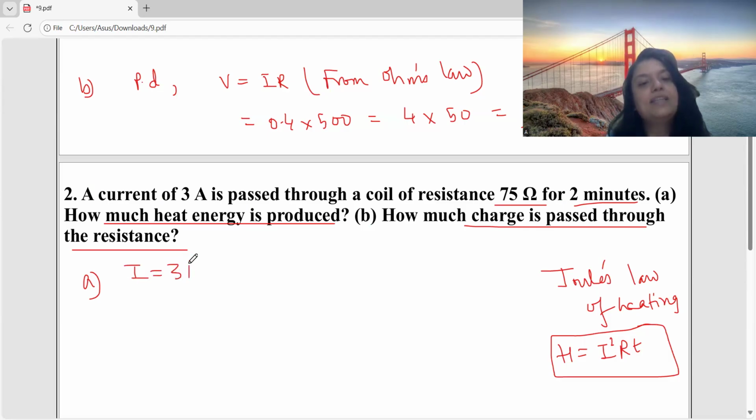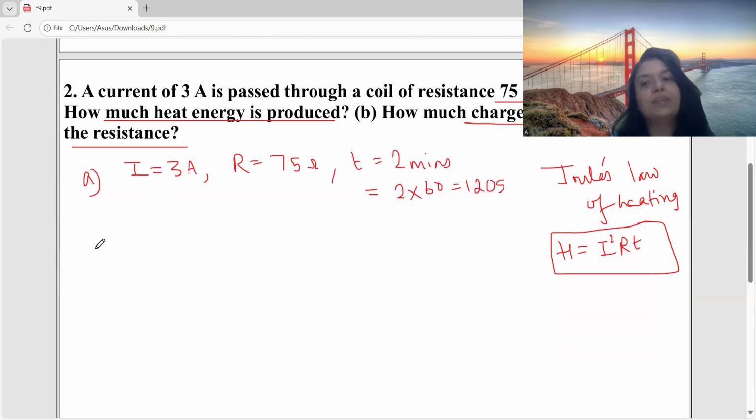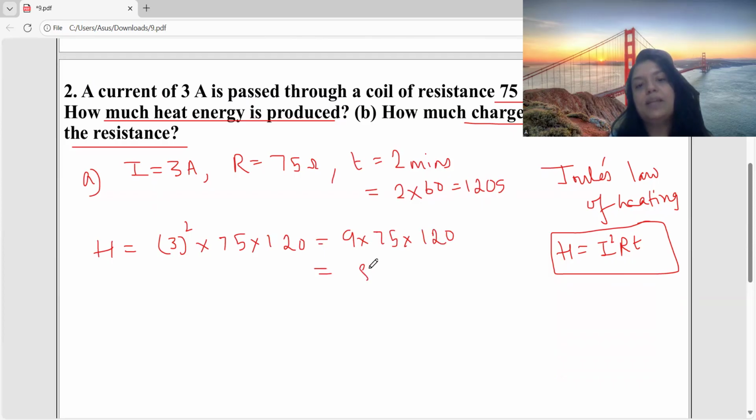Here they have given I is equal to 3 ampere, R is equal to 75 ohm, and time is equal to 2 minutes. Obviously we are using SI units, so I need to convert: 2 into 60, that is 120 seconds. Now let's substitute for H: I square R and T. So I'll get 9 into 75 into 120. If you do the multiplication, you will get approximately this value, in joules, because energy is always calculated in joules. So this will be the SI unit.